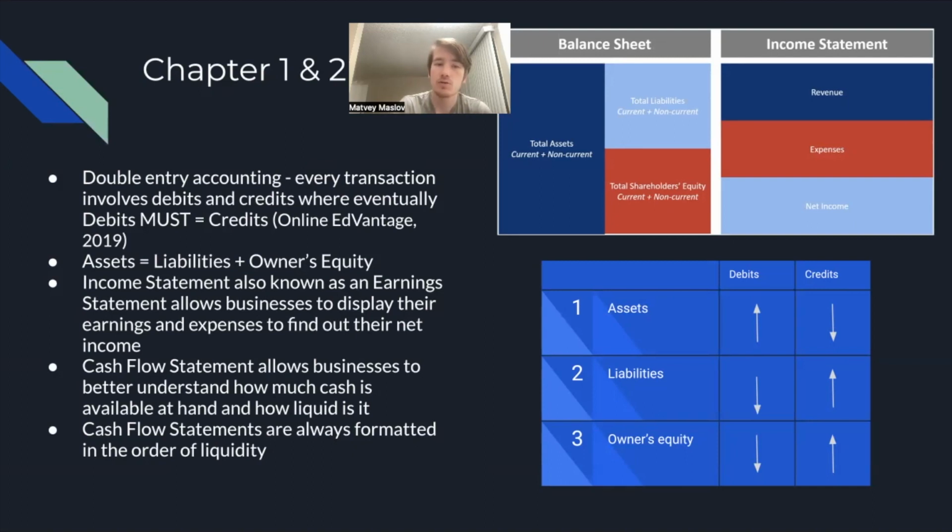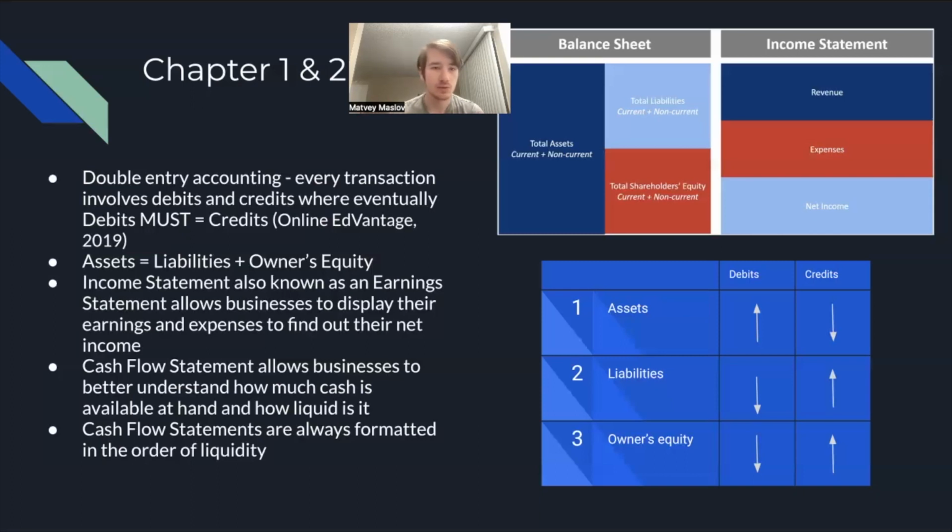The income statement, also known as an earnings statement, allows businesses to display their earnings and expenses to find out their net income. And when it comes to the cash flow statement, it allows businesses to better understand how much cash is available at hand and how liquid it is. Because of that, cash flow statements are always formatted in the order of liquidity. What is meant by liquidity is how quickly you are able to turn your assets into a dollar value, or cash, in simple words. So how quickly is your money available for your use in the future?